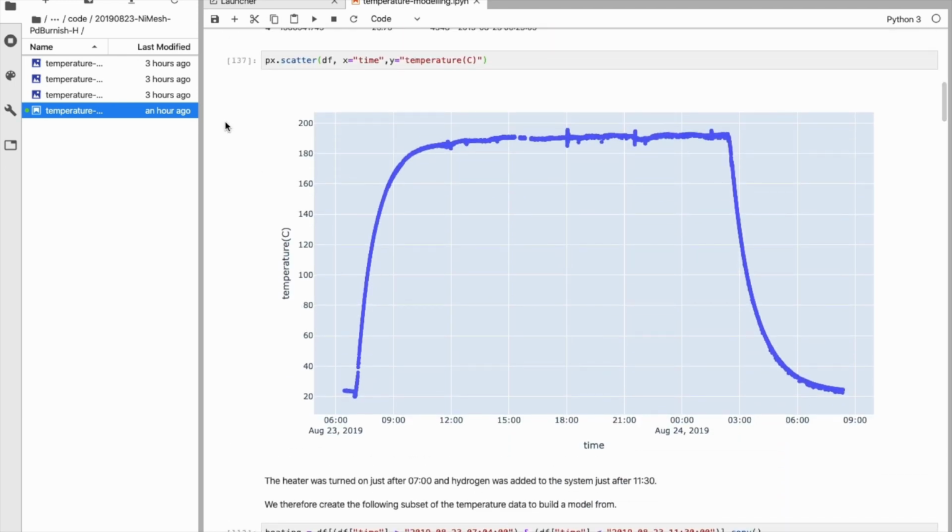Let's just go with the flow and have a look at the data. Here it is. This is the temperature data I acquired on August 23rd. Got up at around 6 o'clock, went to bed at around 3. It was exciting, but it was a really long day.